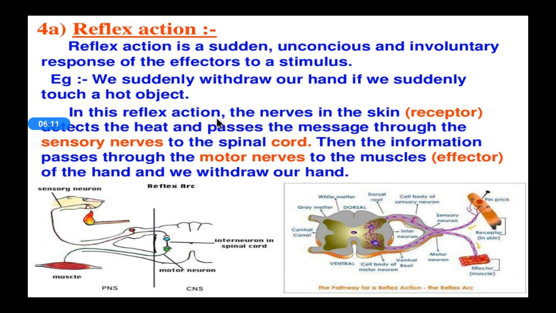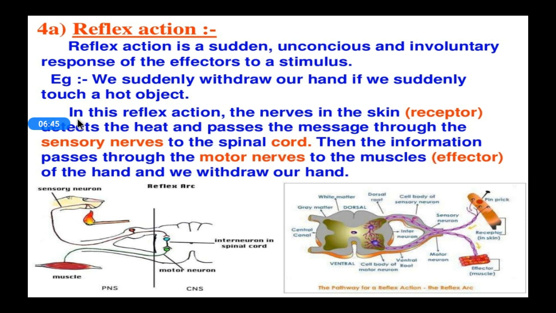So in reflex action, the nerves in the skin, that means receptors, these terms we have already discussed in the last class. Receptors receive, and sensory nerves carry the information from the receptors. Then effectors are the muscles or the glands which respond to the information, and motor nerves carry the information from the brain and spinal cord.